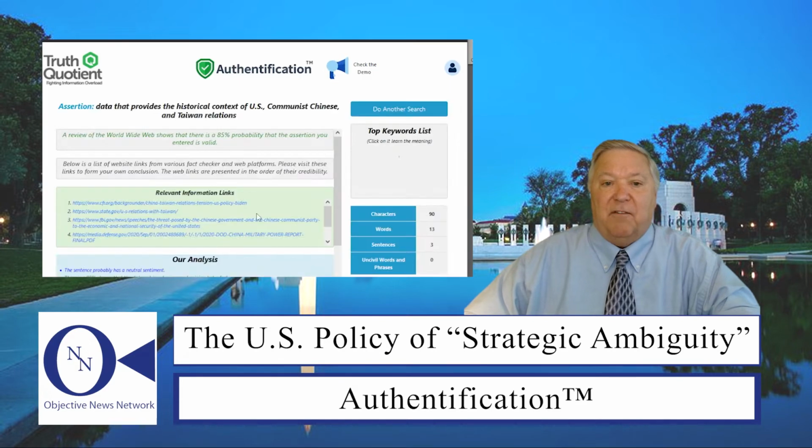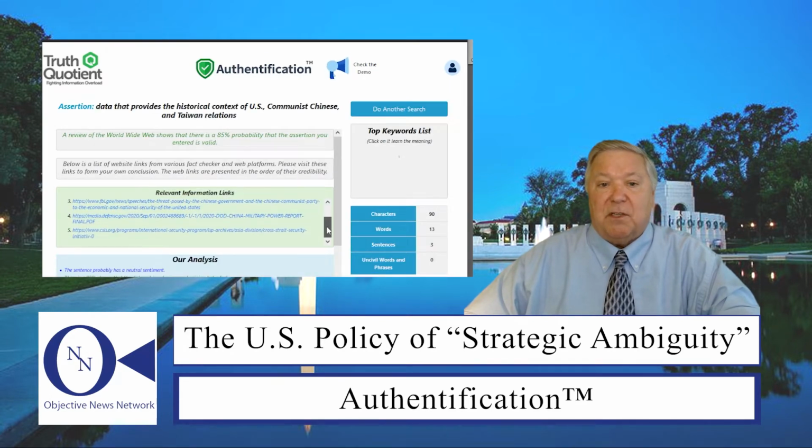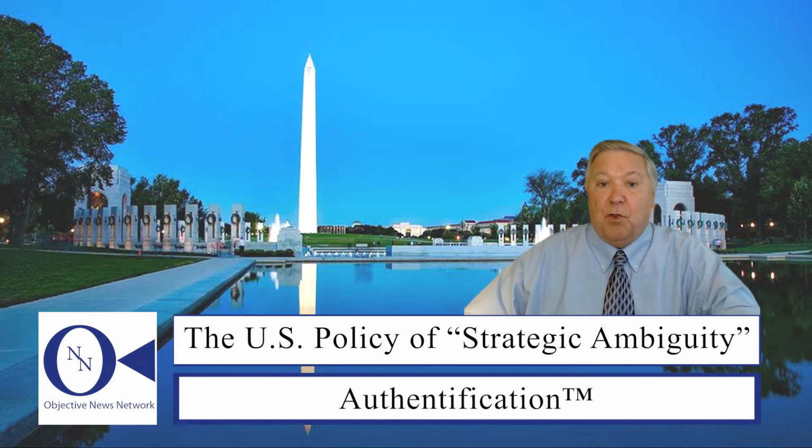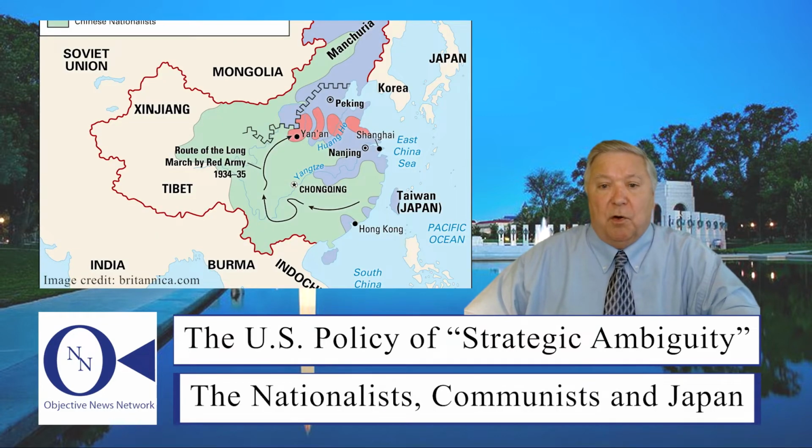Here you see authentication immediately begin to generate a list of credible data sets that provide the true historical context for the U.S. policy of strategic ambiguity. From this data, we learn that before World War II, parts of China were under the control of three groups: the nationalists, the communists, and the Japanese, all fighting for control of different areas of China.